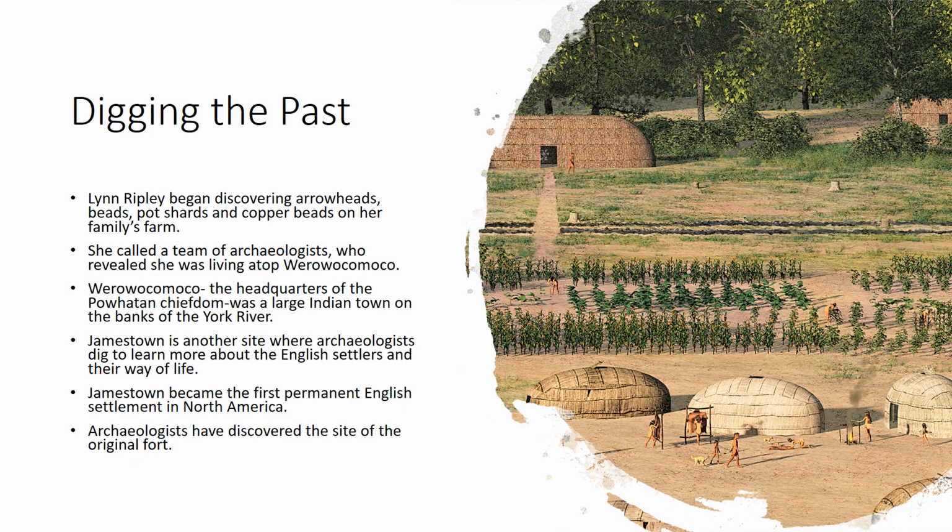Now you might be wondering how we know all of this now. There are no photographs from this time period, and there's nobody around to tell the story. This is where archaeology comes into play. Lynn Ripley began discovering arrowheads, beads, pot shards, and copper beads on her family's farm in Gloucester County, Virginia, years ago. She called a team of archaeologists who revealed she was living atop Werowocomoco. This was the headquarters of the Powhatan chiefdom and was a large Indian town on the banks of the York River.